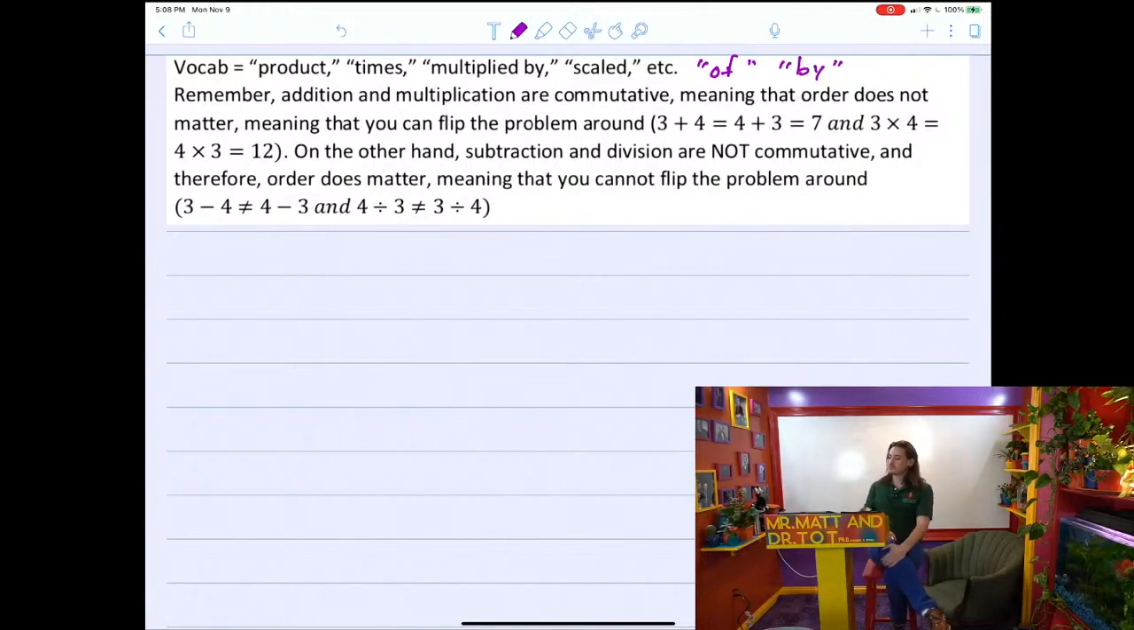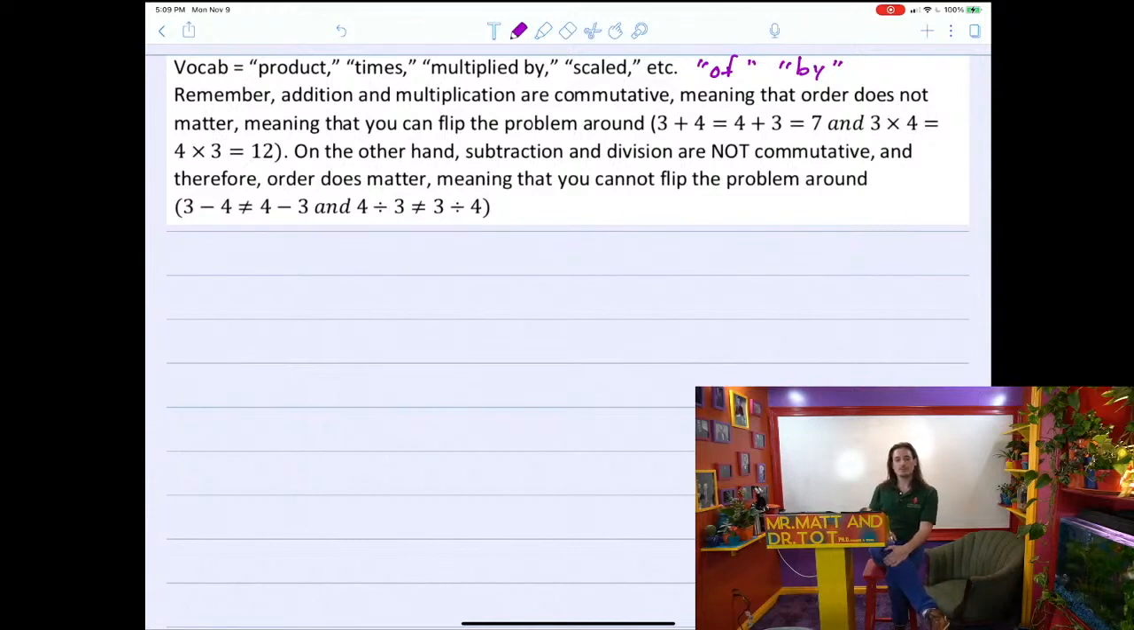Remember, addition and multiplication are commutative, meaning that order does not matter, meaning that you can flip the problem around. So 3 plus 4 is the same thing as 4 plus 3. They're both 7. 3 times 4 is the same thing as 4 times 3. They're both 12. On the other hand, subtraction and division are not commutative, and therefore order does matter, meaning that you cannot flip the problem around and get the same result.